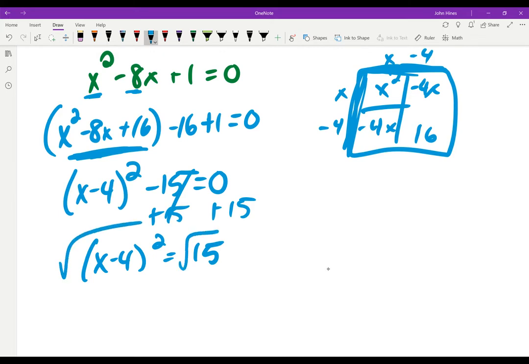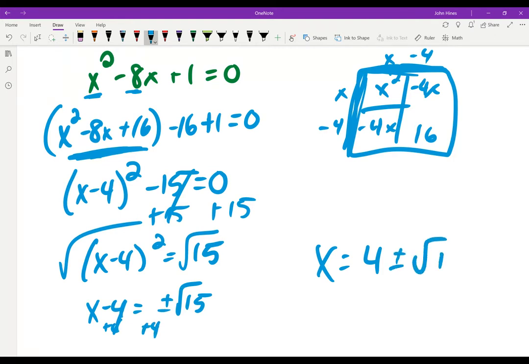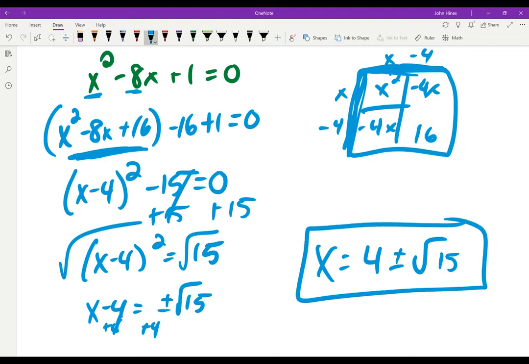Take the square root. X minus 4 equals plus or minus the square root of 15. So my final answers are x equals, add that 4 over, positive 4 plus or minus the square root of 15. Now, the only way I could think of tearing apart 15 is 5 and 3, so I'm not going to do that, because they're not perfect squares.